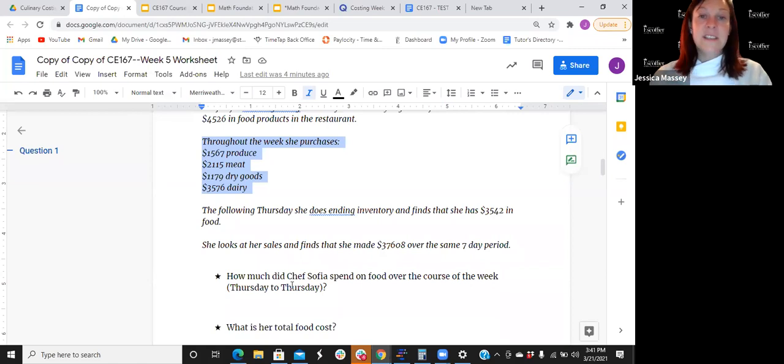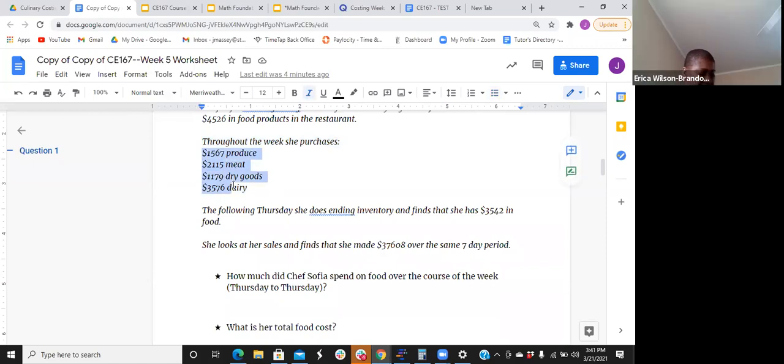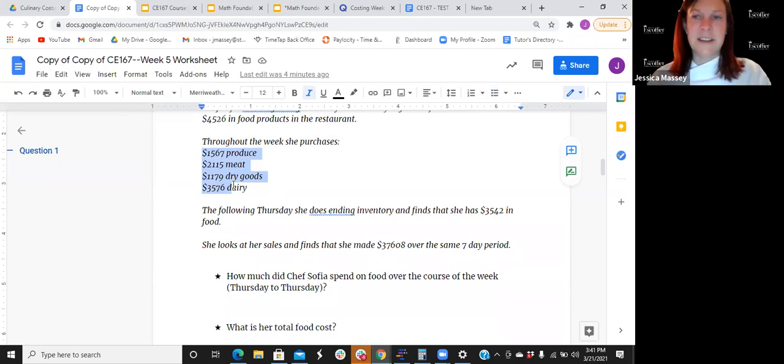So essentially when it asks how much she spent on food, you're just adding up the purchases. If you add up all 4 of those, I think I came up with what everybody else came up with, 8,437. Perfect. Exactly. So moving on, Erica, you just did this one, so I hope no one was listening. What is her total food cost, now that we know this is 8,437?